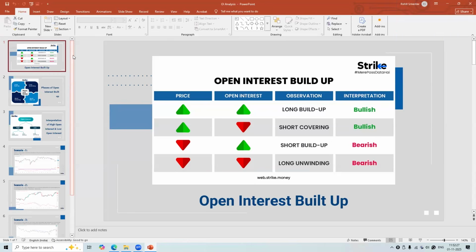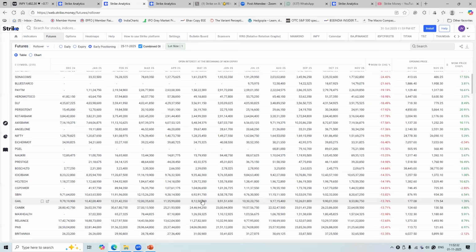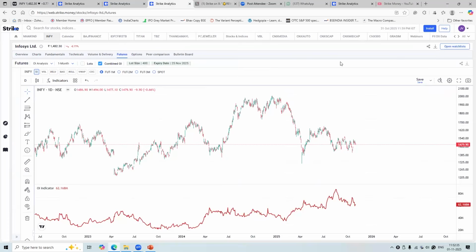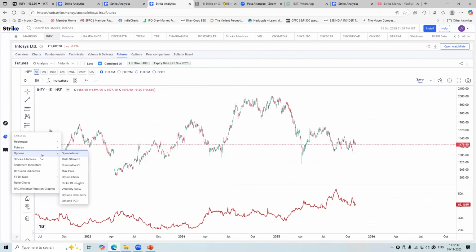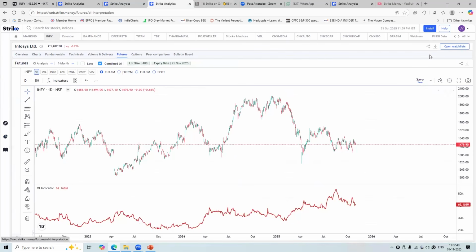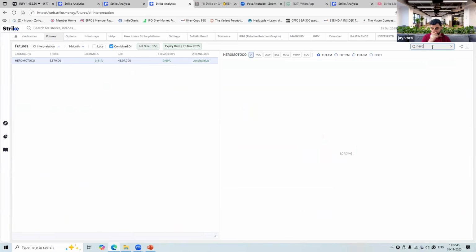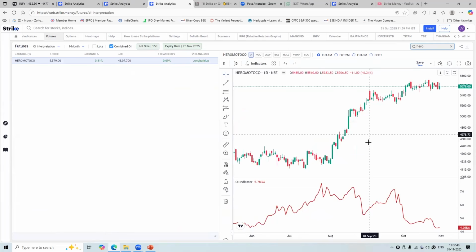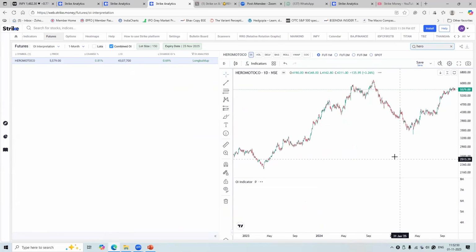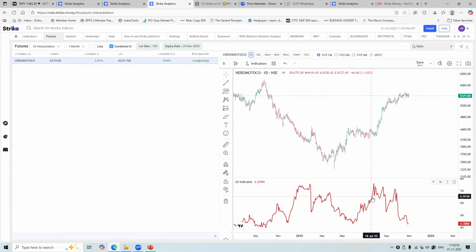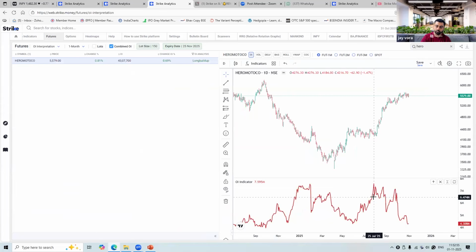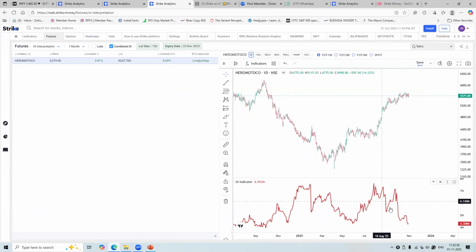Sir, I had one example in my head. Could you please open up Hero Motocorp? The stock went down to around 3,800 levels, and that is when I was using Strike recently and RMI turned up. But I didn't know about the Y indicator at that point of time. So how would I have interpreted this rally based on the Y indicator?